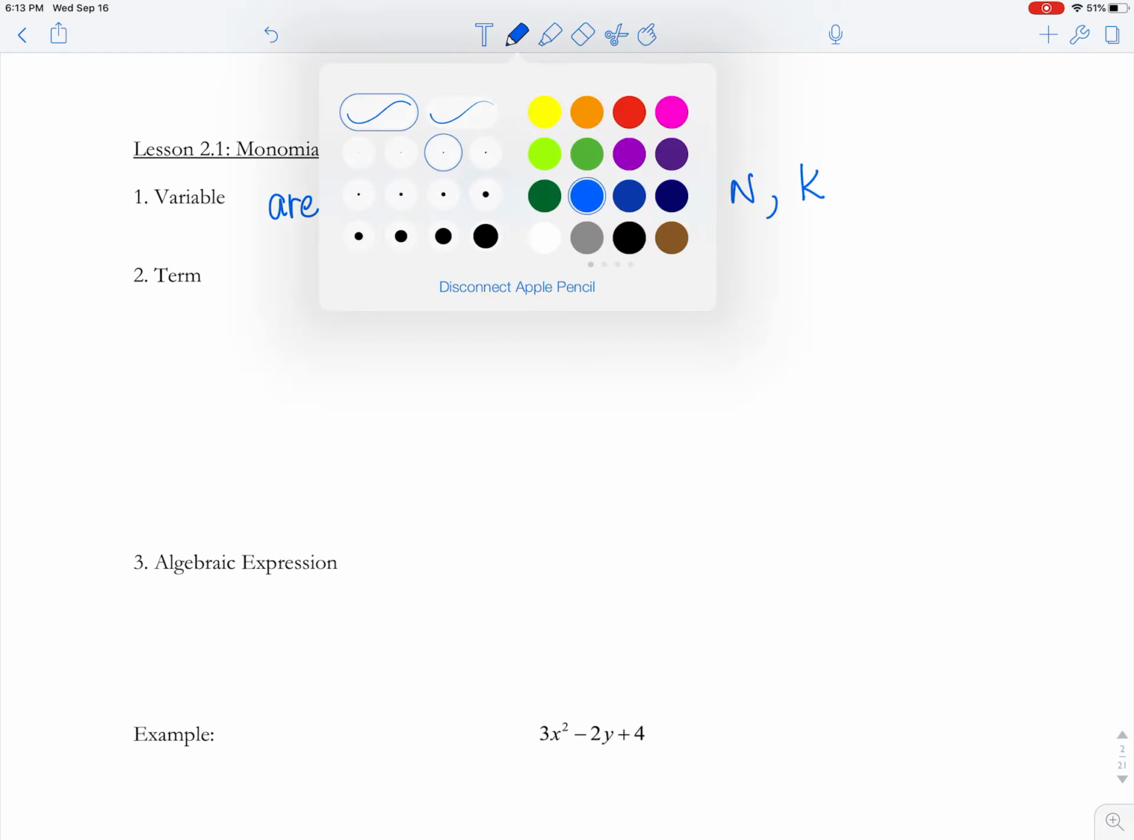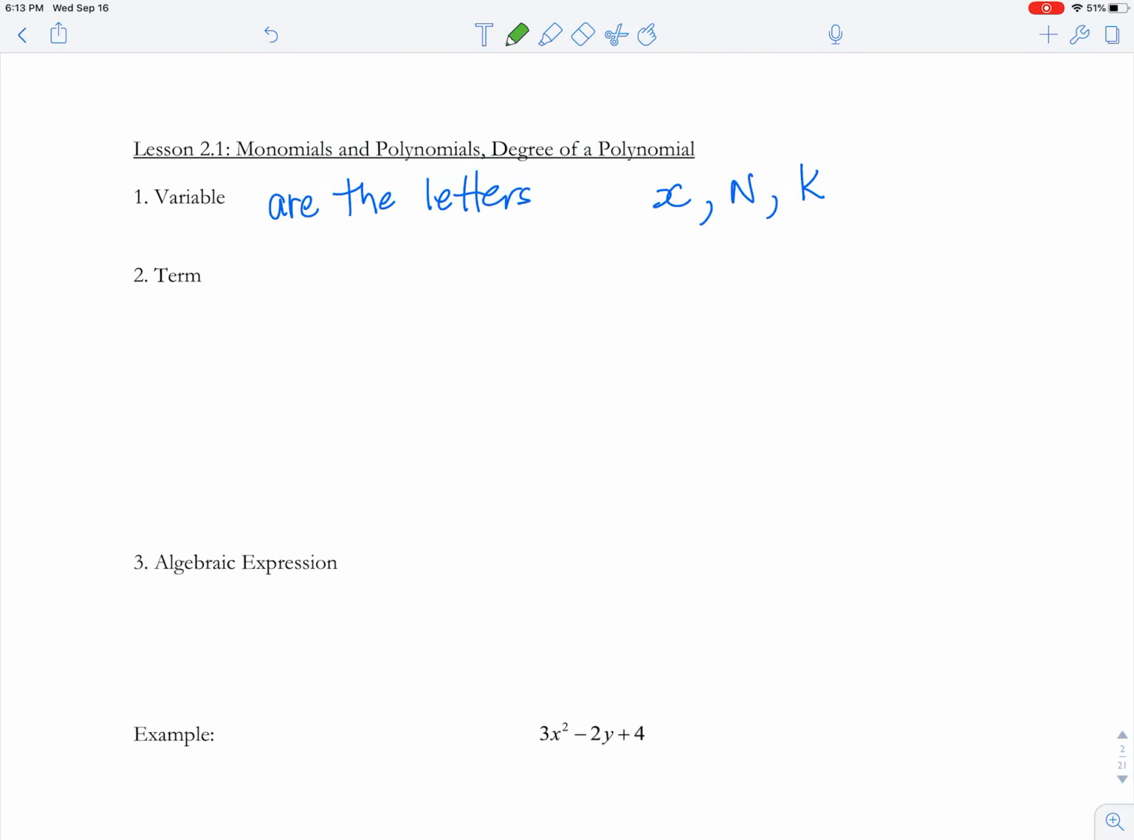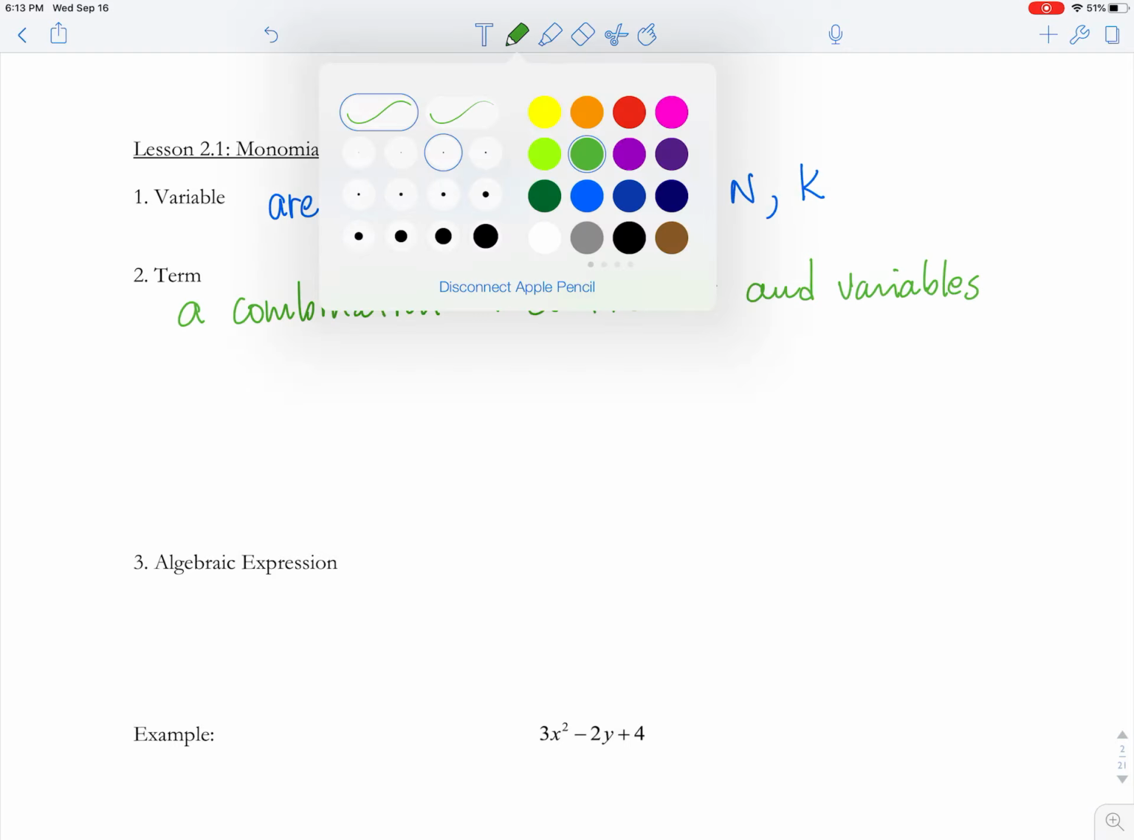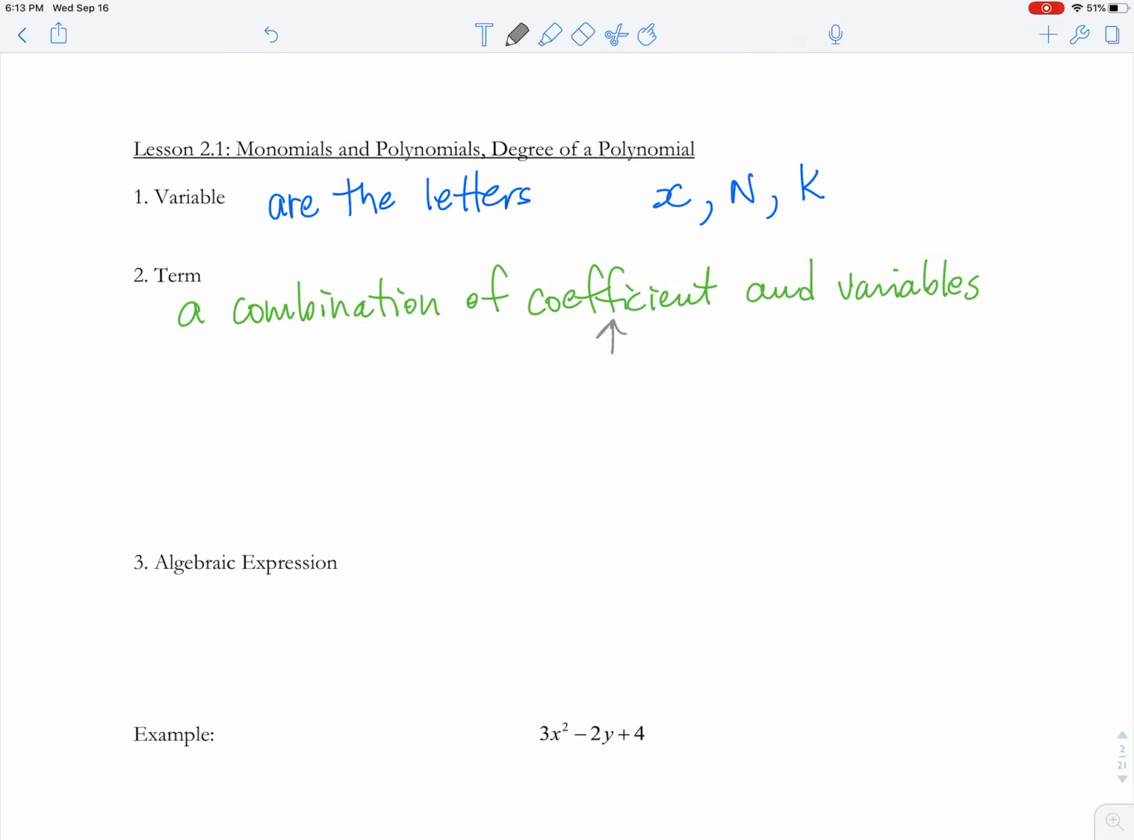Next is going to be a term. The terms, as we talked about a bit last unit, are when we have a combination of coefficient and variables. So the coefficient is the number out front. And then the variables are the letters, and it's the combination.